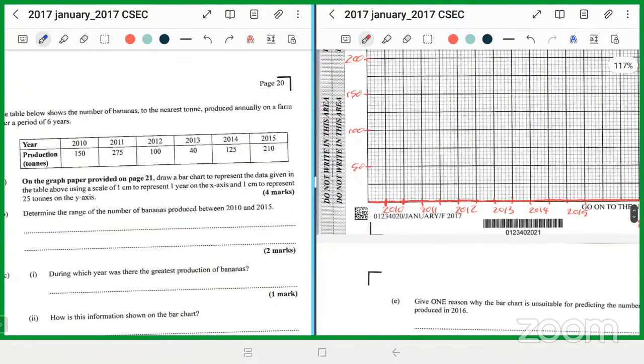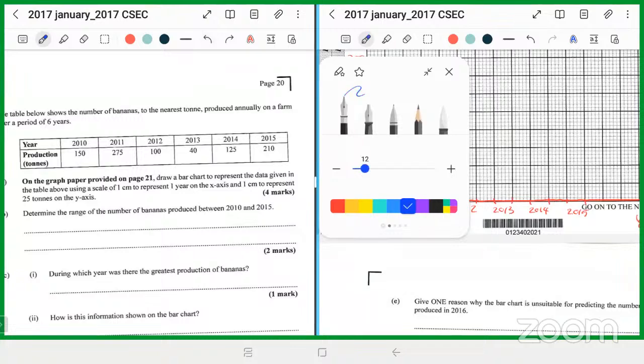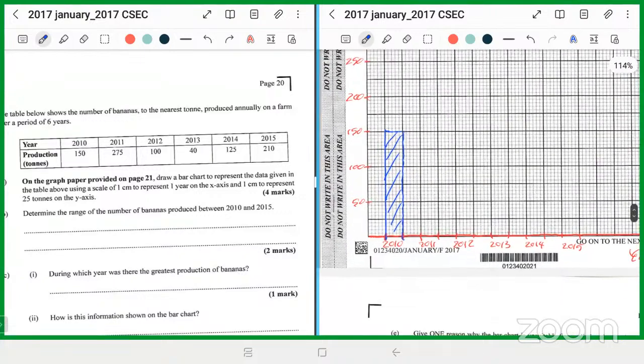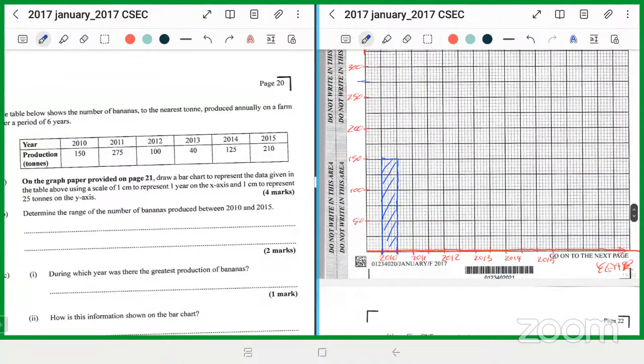So the first bar goes up to 150. Let's draw it in blue. The first bar goes up to 150, which is up to here. That's the first bar. Can I shade it as well? The second bar goes up to 275. 275 is all the way up to here. So the second bar goes all the way up to there. You can just cross hatch it like that again.